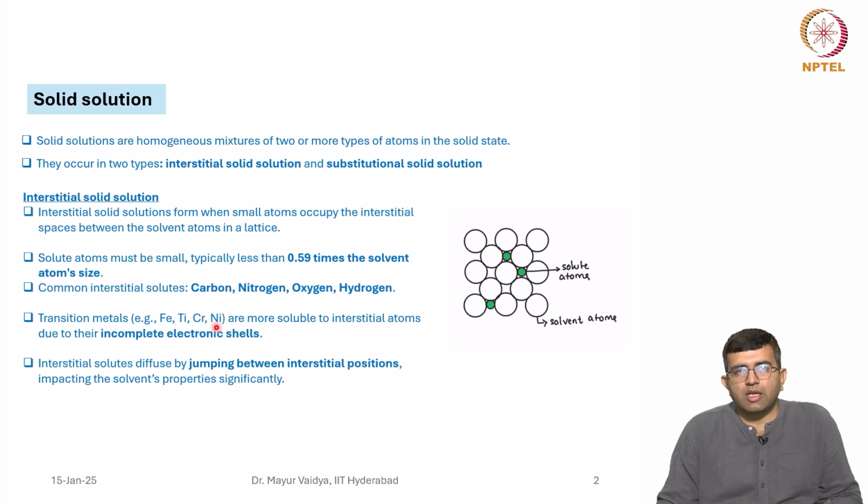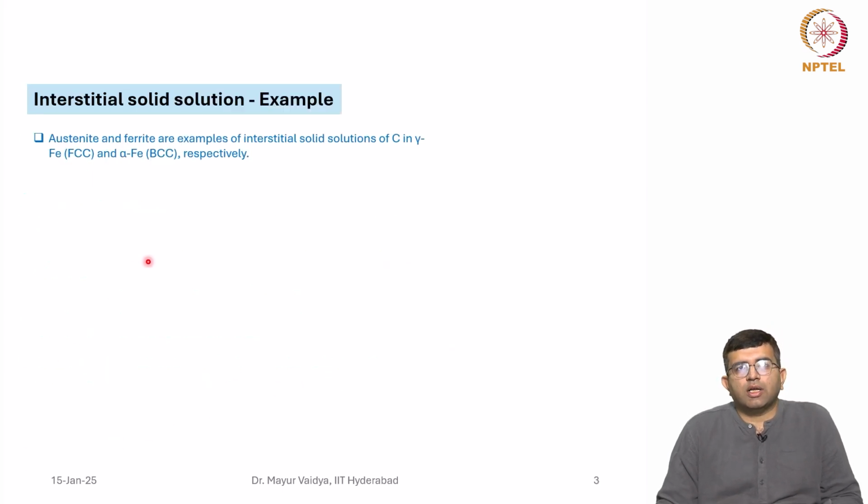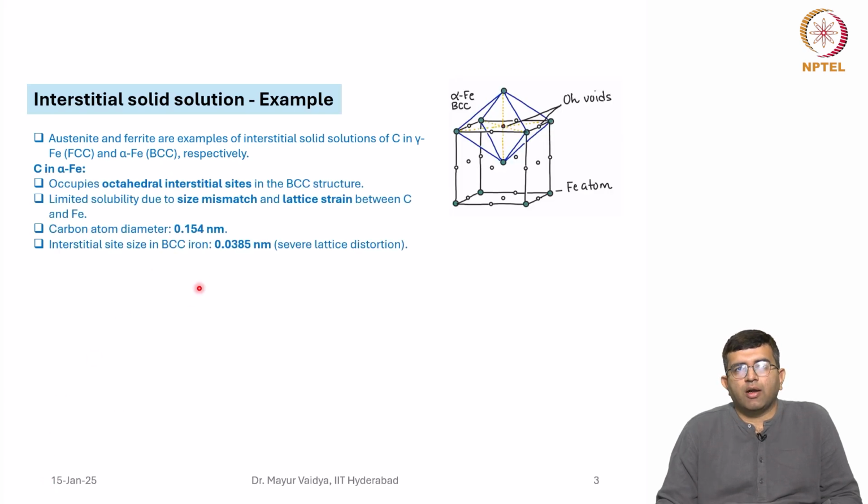Here they can dissolve more of these interstitial elements, and the interstitial solutes diffuse by jumping between the interstitial positions, which can also impact the solvent's properties. The classic example of interstitial solid solutions are steels. That means you have austenite, you have ferrite, where carbon is dissolved. Carbon occupies an octahedral interstitial site in this BCC structure.